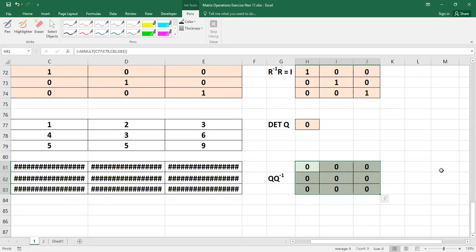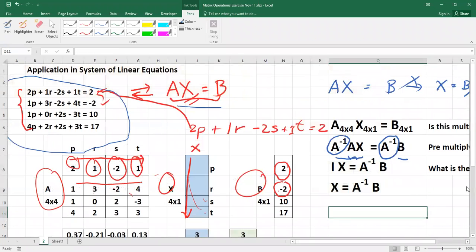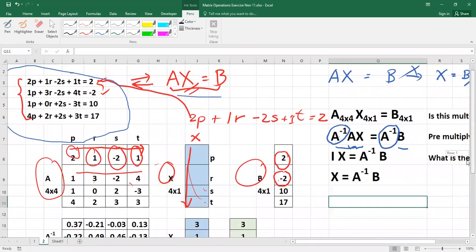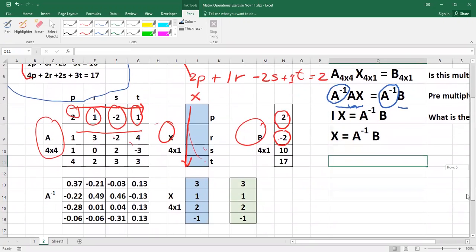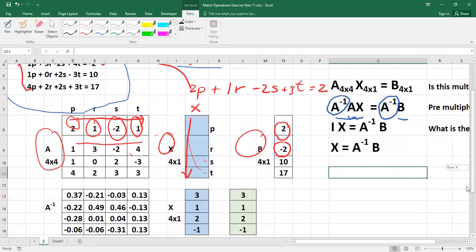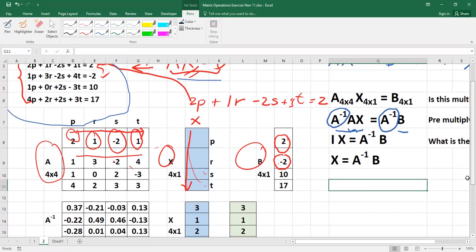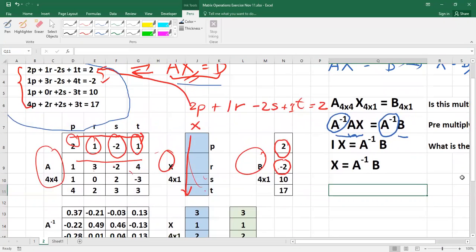Okay, and then last time we also had an application of matrix algebra, matrix multiplication, and we used a system of linear equations to determine the unknowns. There are so many other applications of matrix multiplication in finance, in economics, in econometrics, but we will not discuss that as of the moment.